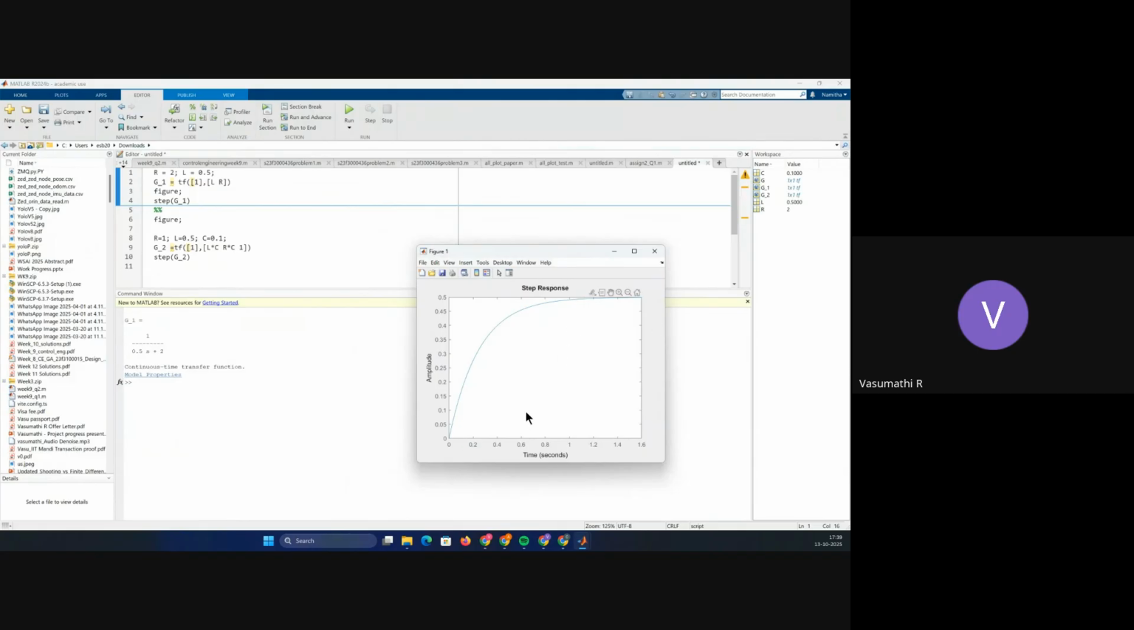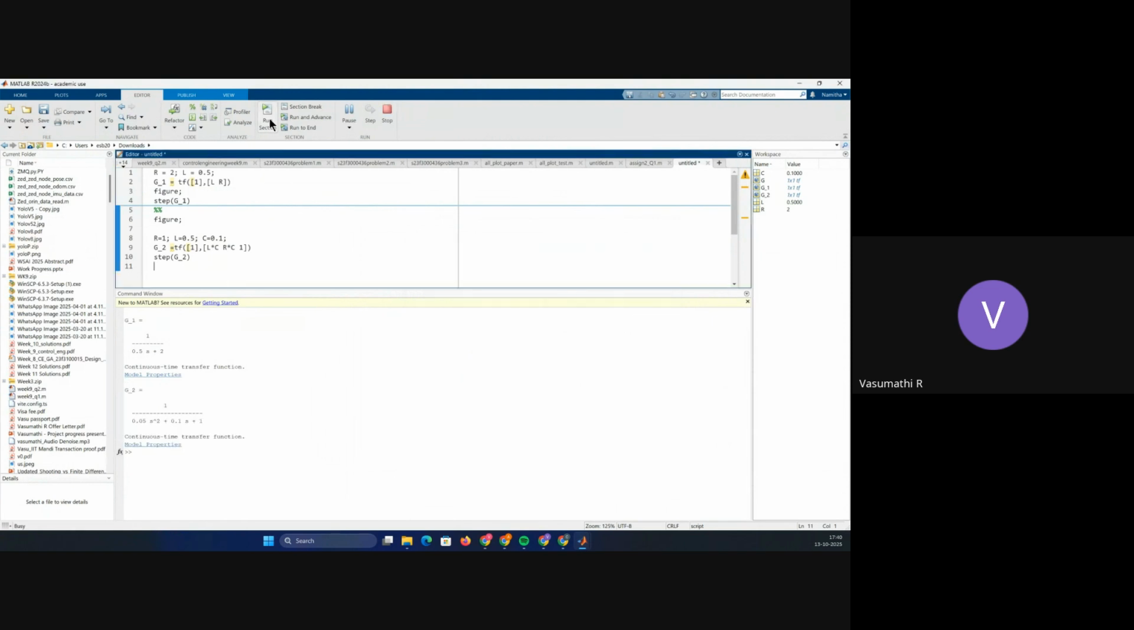We are just giving an input to the system as 1. It is supposed to track 1, but it is giving a response based on the nature of the resistor and inductor values. It is settling at 0.5, so there is a 0.5 deviation from the set point. That's okay. Right now we are not bothering about it, but it has this kind of response. It is slowly rising and reaching the point.